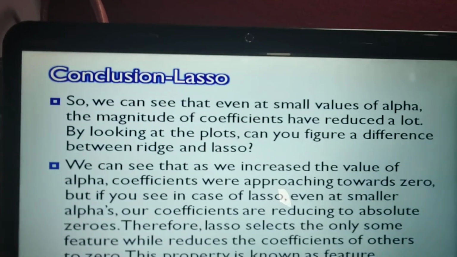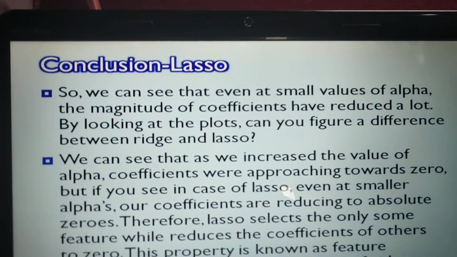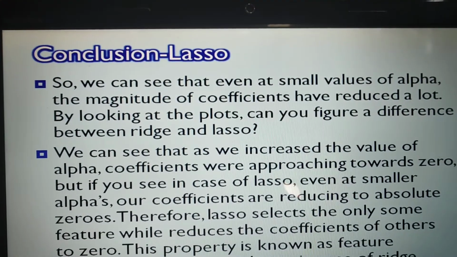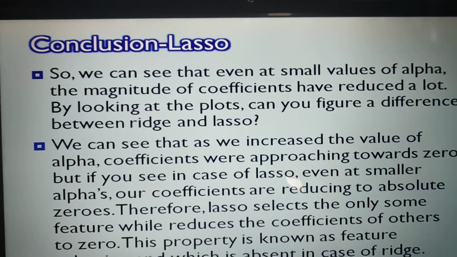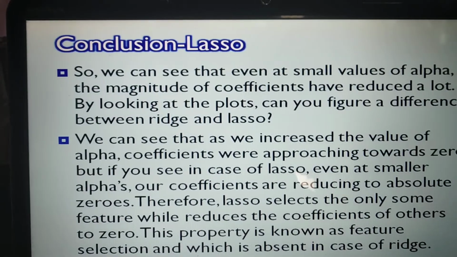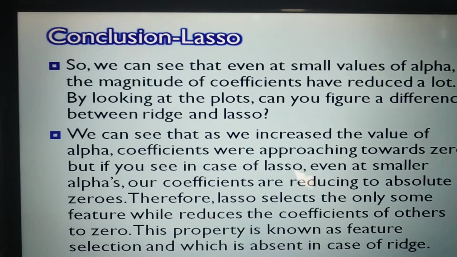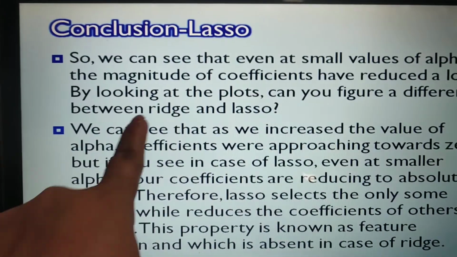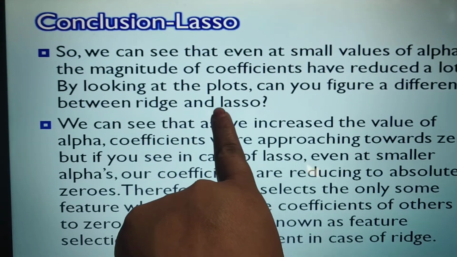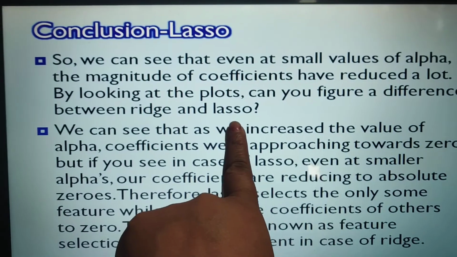So the conclusion for lasso is that we can see that even at small values of alpha, the magnitude of coefficients has reduced a lot. By looking at these plots, we can figure out the difference between ridge and lasso. Ridge has some coefficient values near 0, but in case of lasso, many coefficients have become 0. That is the difference.